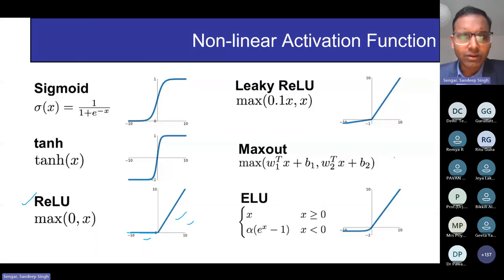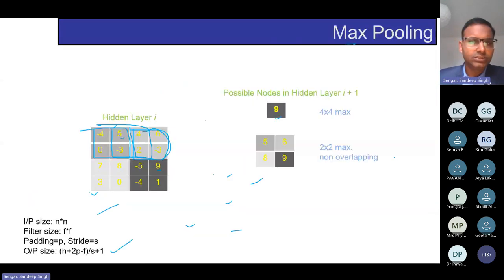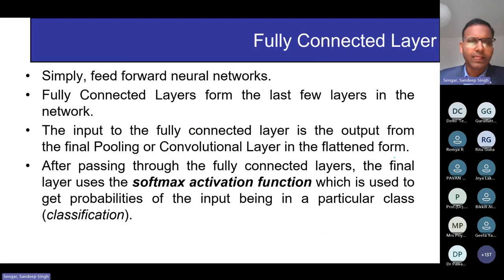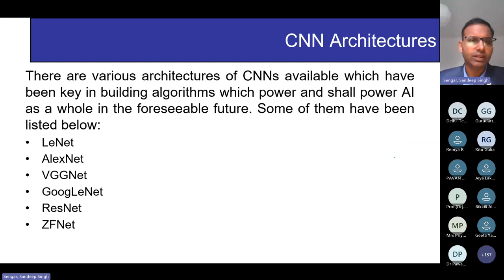Now this is done. And the softmax activation function concept, I already told you, generates a probability in the last layer. Now there are different CNN architectures. We discussed only one CNN architecture, LeNet. But along with LeNet, there are other architectures like AlexNet, VGGNet, GoogleNet, ResNet, ZFNet. These architectures are useful for various purposes, right?